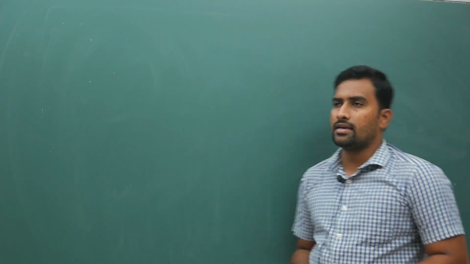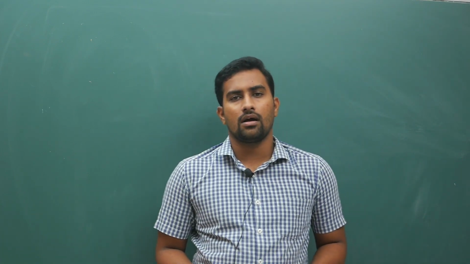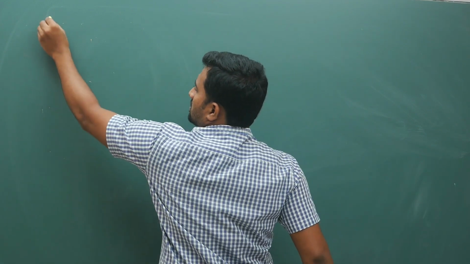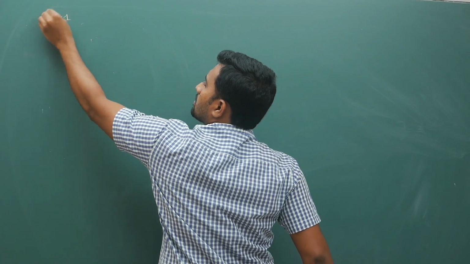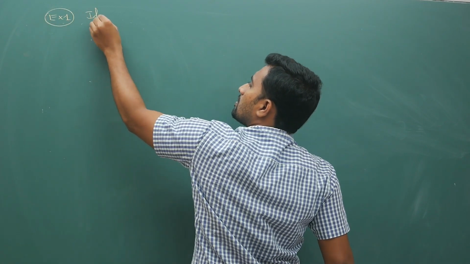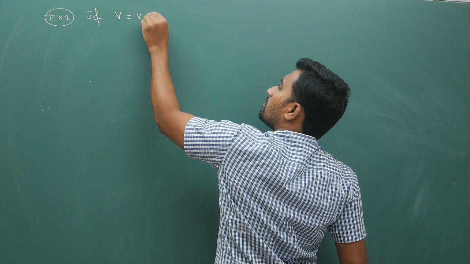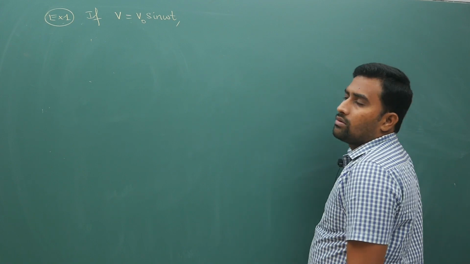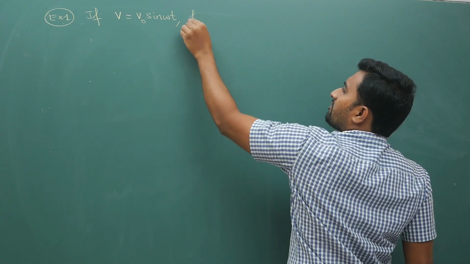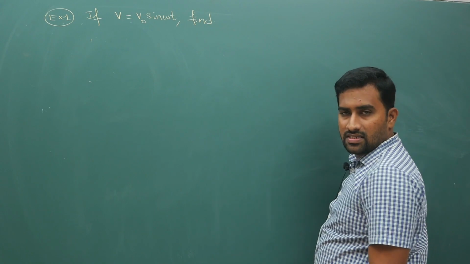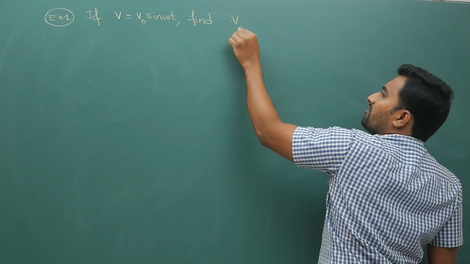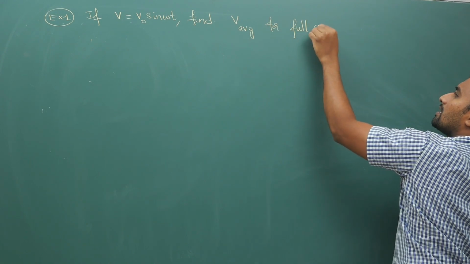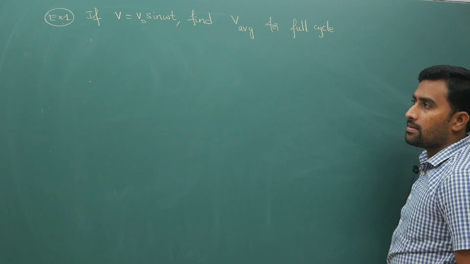Now first, okay, let us talk about average value of current, okay. So let us discuss in the form of question. So your first example is, if V is equal to V naught sin omega t, okay, your voltage is V naught sin omega t, find V average for full cycle, that is your first question, okay, right.